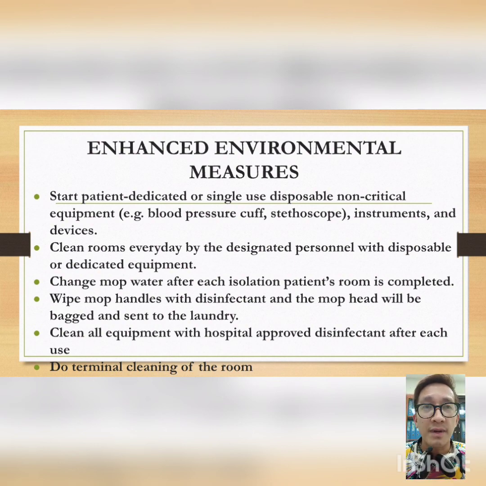Clean rooms every day by the designated personnel with disposable or dedicated equipment. So any cleaning materials that are being used by that case or by that patient should be dedicated only to that certain area or case. Change mop water after each isolation patient's room is completed. Wipe mop handles with disinfectant and the mop head will be bagged and sent to the laundry. Clean all equipment with hospital-approved disinfectant after each use.